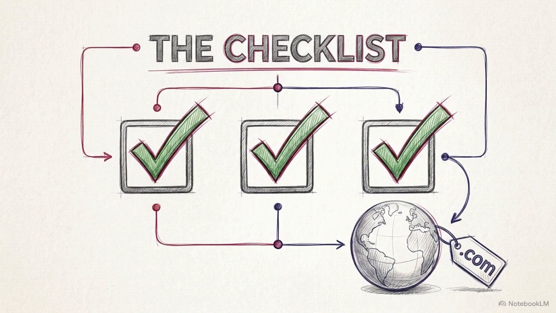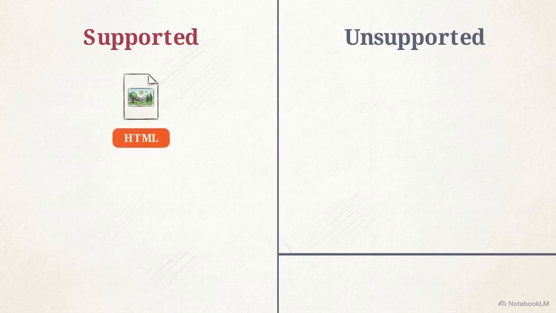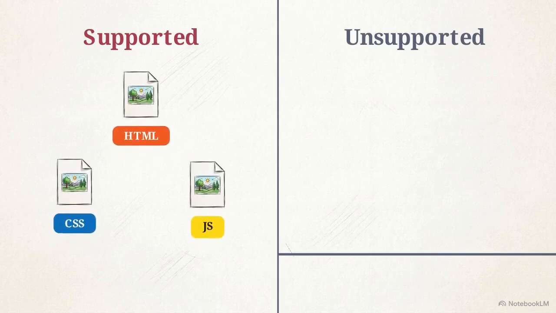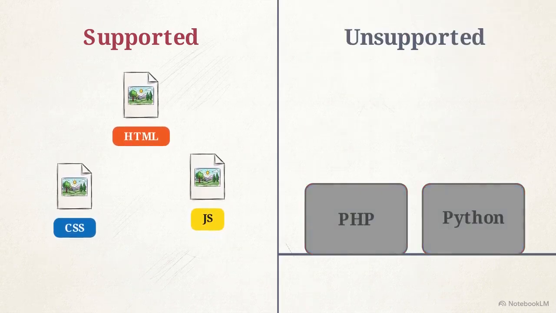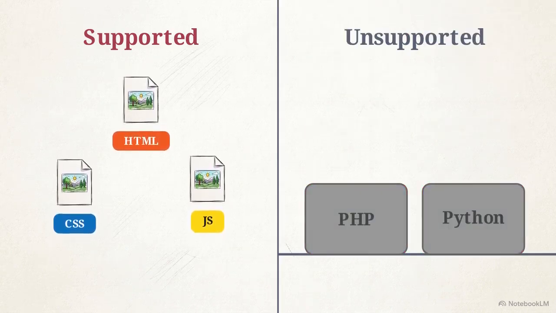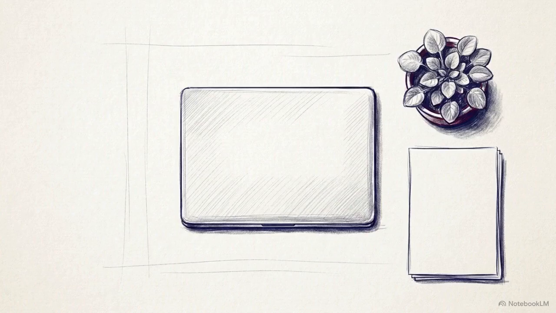domain name. GitHub Pages is built specifically for static websites. This means your files need to be written in HTML, CSS, and JavaScript. It cannot run server-side languages like PHP or Python. By sticking to static files, we eliminate the need to configure and rent web servers. This makes the deployment process simple for standard web projects.